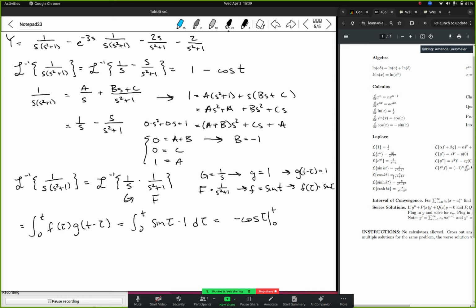So I'm going to get minus cosine t minus, minus cosine 0, which is minus cosine t plus 1, the same as we got from our partial fraction decomposition. So either approach is fine here. If you can integrate pretty easily, the convolution works. And if you're comfortable with partial fraction decomposition, that approach works.